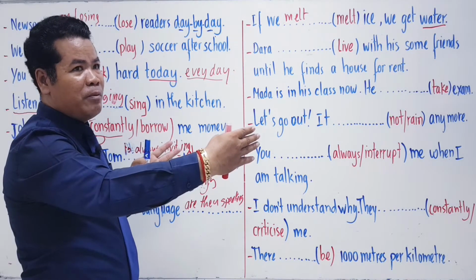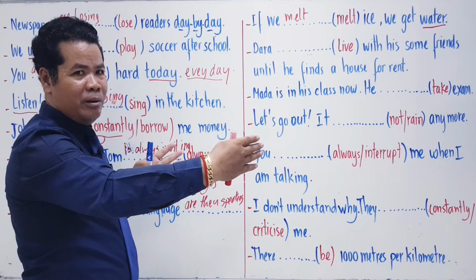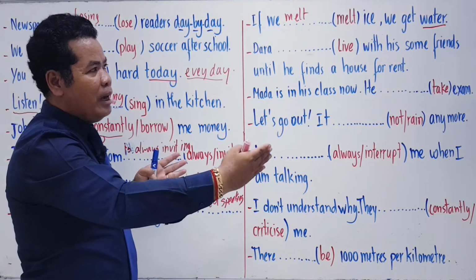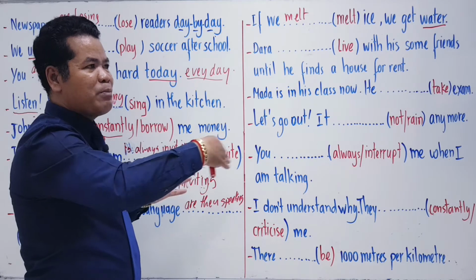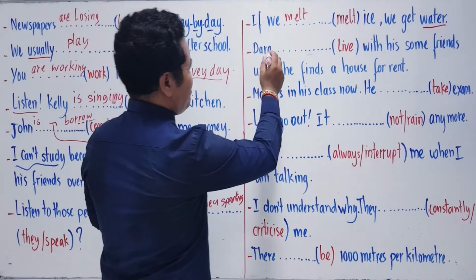They cannot live with the friend until the rest of his life. No. So what are we going to use now? Are we going to use present simple or present progressive? So yes, present progressive. So what do we have now?